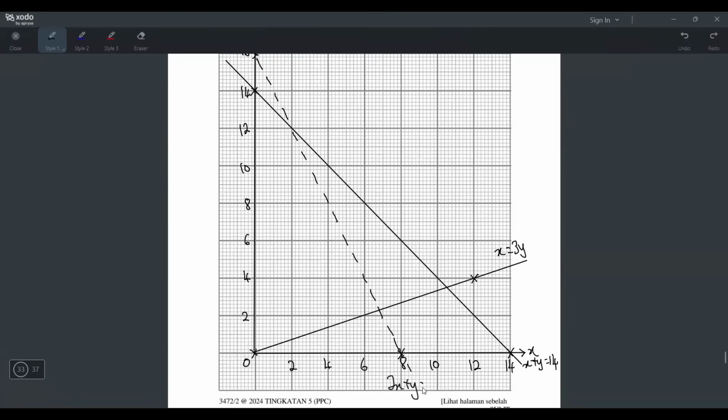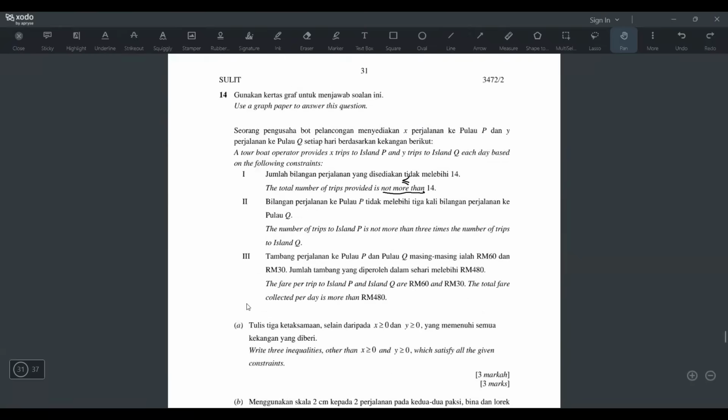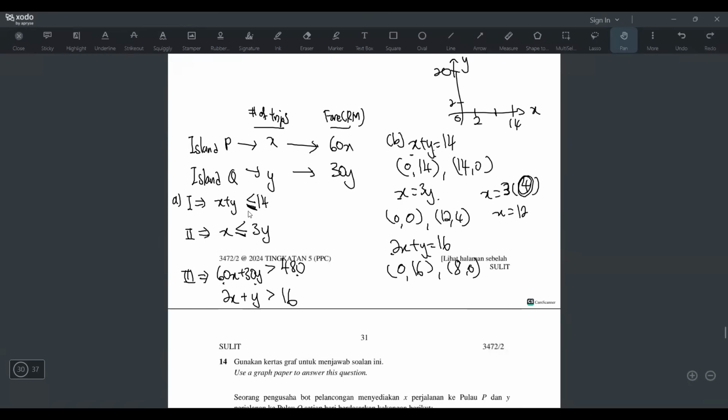So now we are done with all the lines. Now it's time to do the shading. When we do the shading, we have to look at the inequality. If it's bigger, we will shade the region above. If it's smaller, take the region below. But we also have to make sure y is positive before we can look. This one, y is already positive, so we can look directly. This is smaller, so later we will take below the line x plus y equals 14.